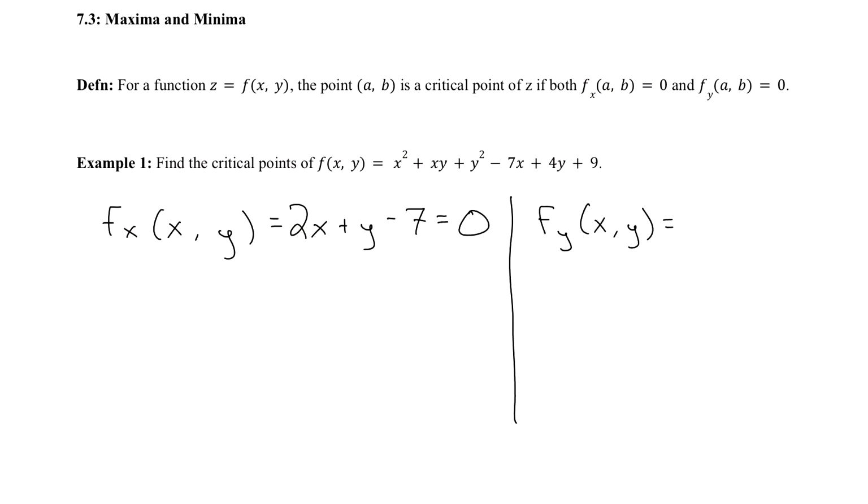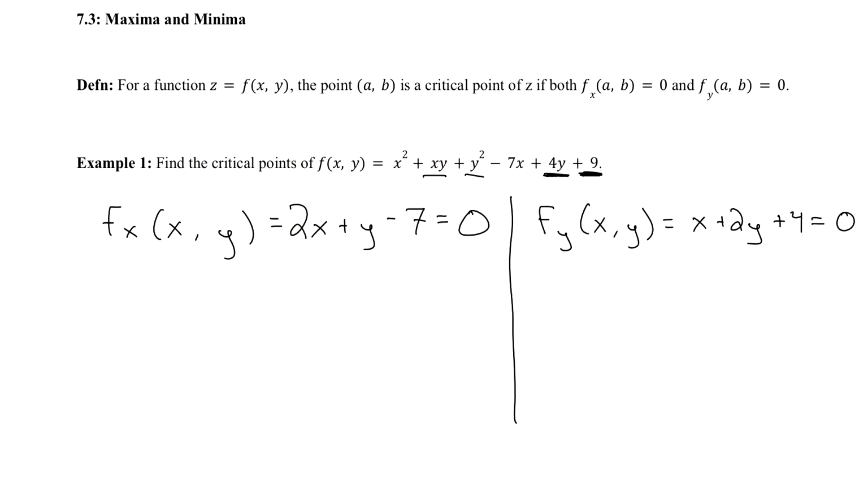So the partial derivative with respect to y, x squared is a constant with respect to y, so its derivative is 0. Derivative of xy, derivative of y would be 1 times x is just x. Derivative of y squared, that's going to be plus 2y. Derivative of negative 7x, that's a constant with respect to y, so its derivative is 0. Derivative of 4y is going to be plus 4, and of course 9 is a constant, so its derivative is 0. So here are my two partial derivatives, and whoops, I want to set the partial with respect to y equal to 0 as well.